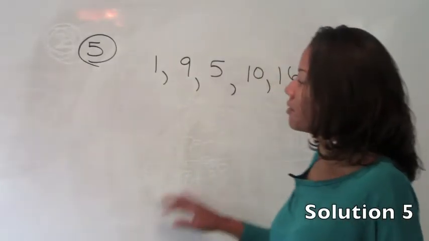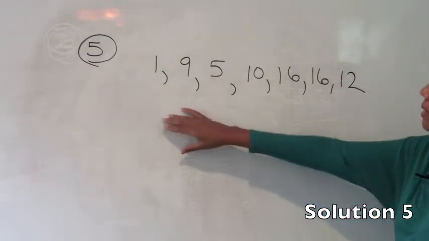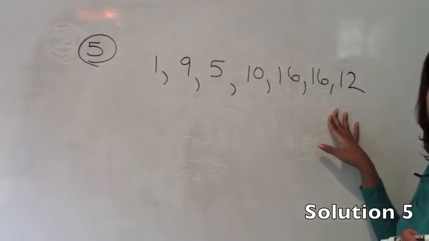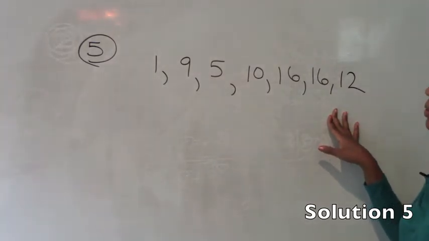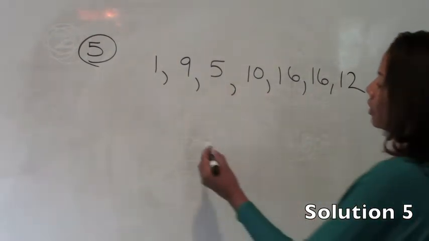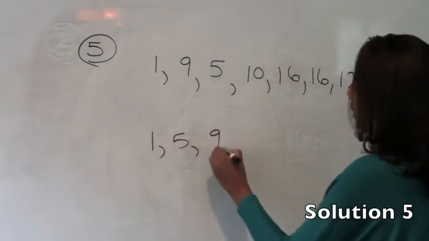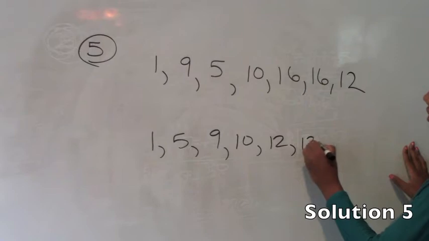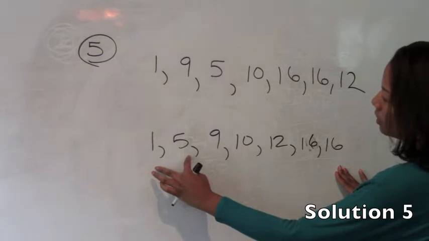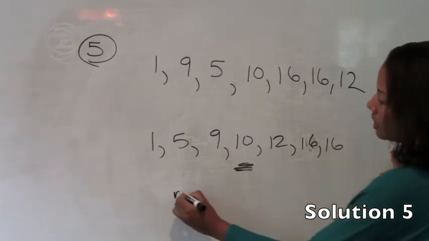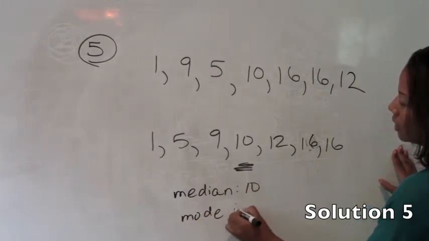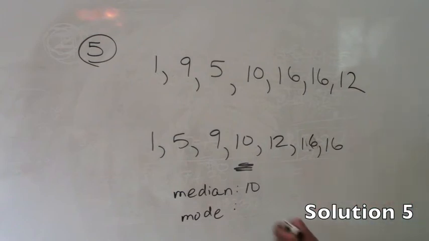Number 5. For number 5, we're asked for the mean of the median and mode of these numbers. So here, you're just being tested to make sure you understand how to calculate the median, the mean, and the mode. Okay? So to find the median, you need to make sure that your numbers are in ascending order. So that would be 1, 5, 9, 10, 12, 16, 16. So the median is just your number in the middle, so that would be 10. So your median is 10, and your mode is your number that is listed the most, which is 16.